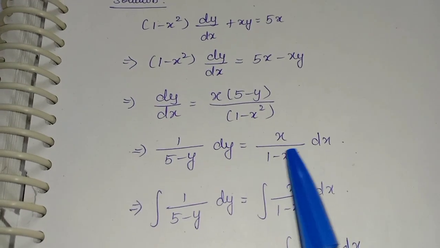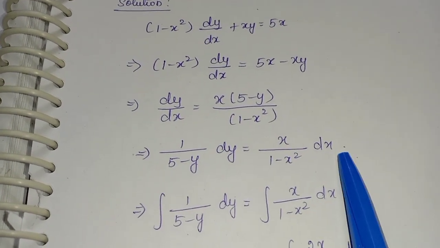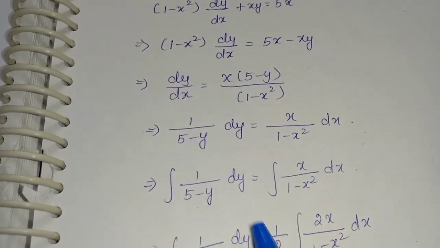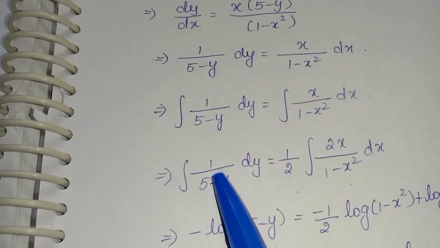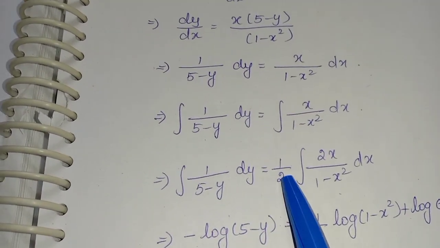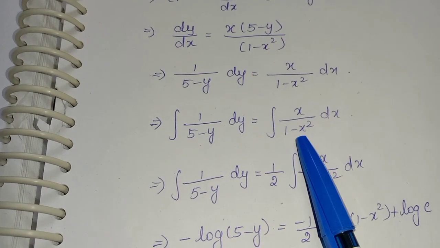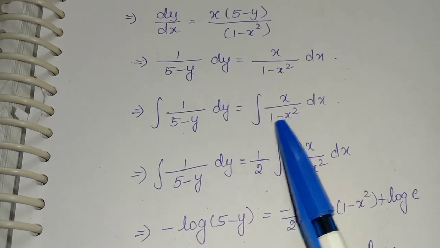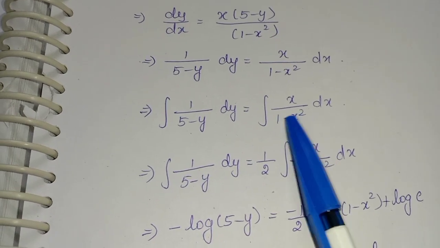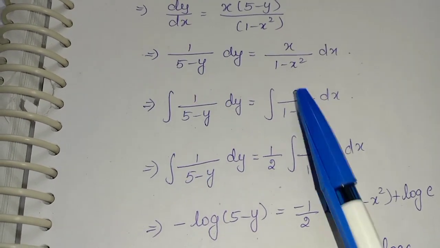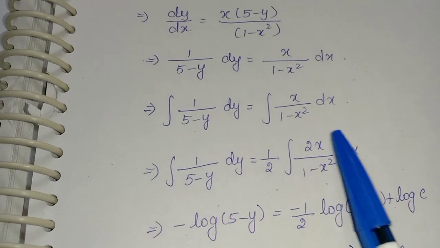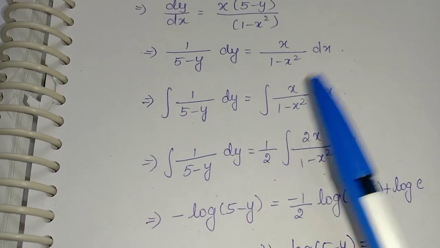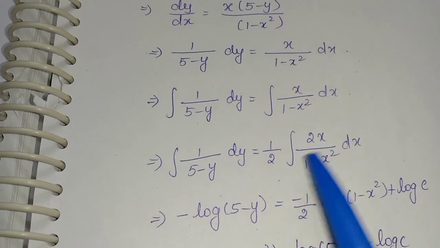Y terms on the left hand side and x terms on the right hand side. Now directly you integrate and find the answer. So integration of 1 by (5 minus y) dy is equal to integral x by (1 minus x square) dx. Now here this is 1 minus x square, no? So if you differentiate, what will you get? 2x. So here only x is there. So multiply and divide by 2 so that it will be easy for us to do the integration. For the sake of integration, I am multiplying and dividing by 2.